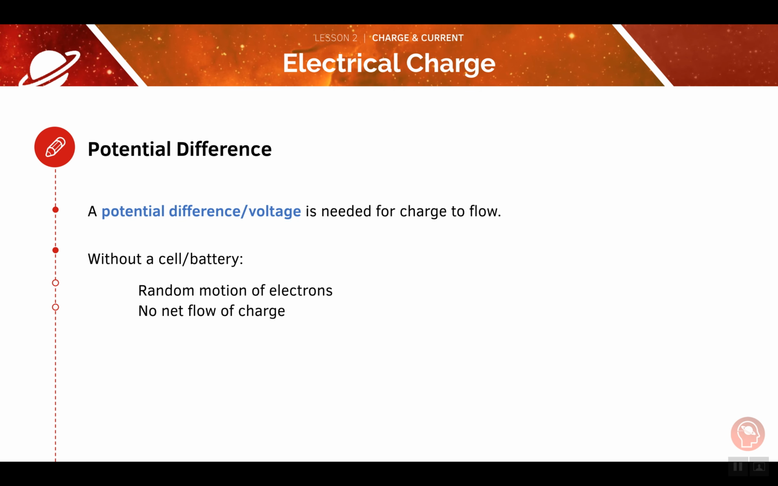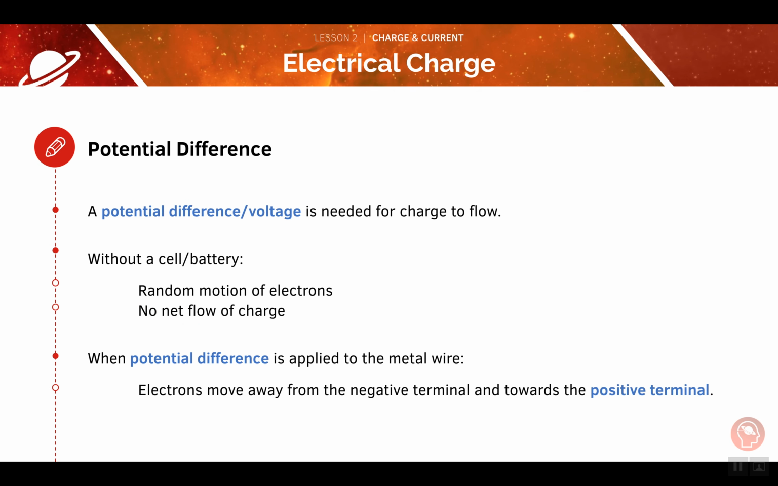If you have an ordinary metal wire without a cell or a battery, the electrons will move randomly, and there will be no net flow of charge. When a cell or battery, or a potential difference, is applied to the metal wire, the electrons will move away from the negative terminal and all move towards the positive terminal.